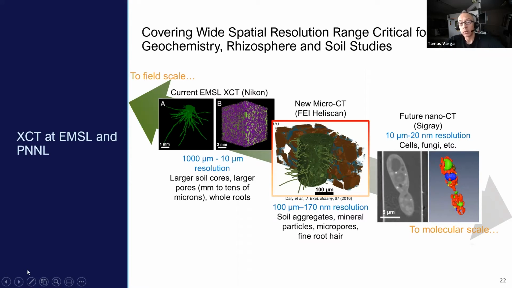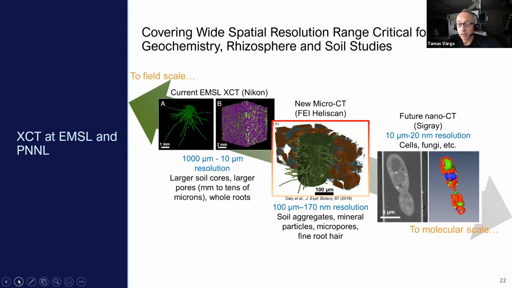While in the middle we have the micro CT. There is a HeliScan micro CT at PNNL that we can also access, but in the future we would like to acquire one for EMSL. This covers hundreds of microns down to sub-micron resolution, which is perfect for imaging soil aggregates, individual particles, detecting micro, even nanopores, and fine root hair to learn more about the rhizosphere.